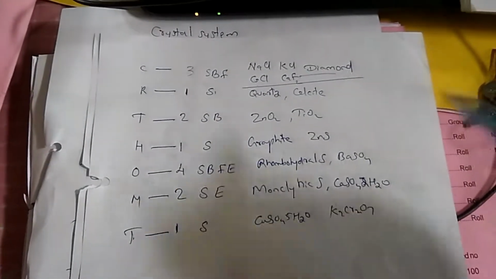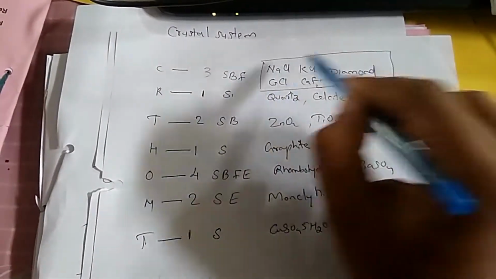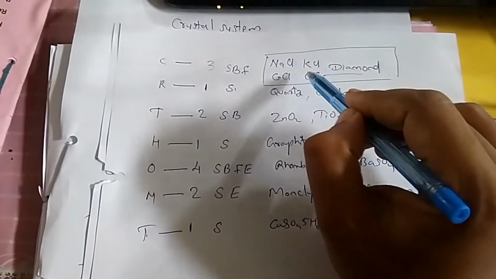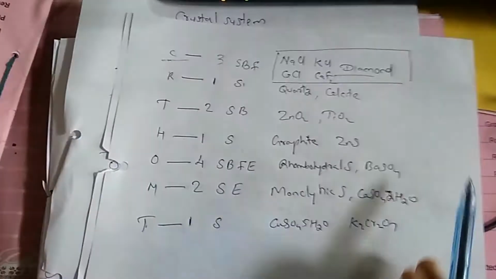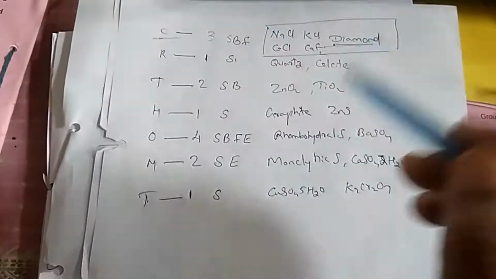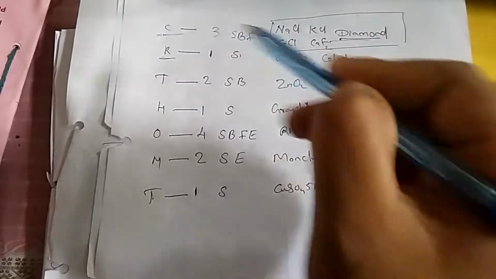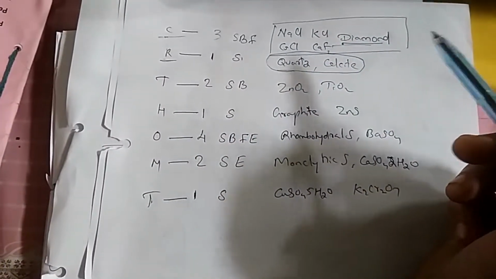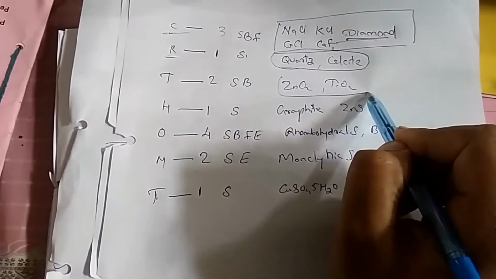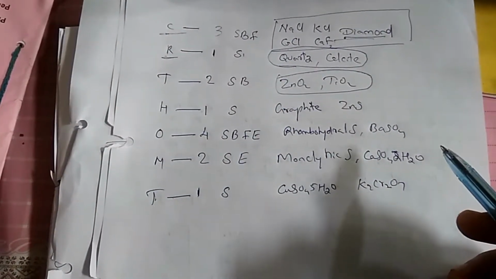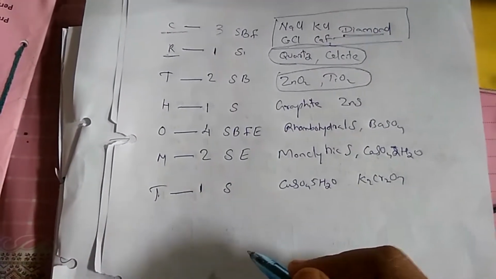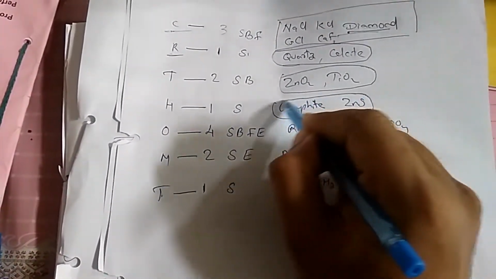All important crystals like sodium chloride, cesium chloride, KCl and CaF2, which we have studied briefly, are in the cubic crystal system. Diamond is also in the cubic crystal system. Quartz and calcite are rhombohedral. Oxides, zinc oxide and titanium oxide, are in the trigonal crystal system. Graphite, which we have seen, is in the hexagonal crystal system along with zinc sulfide.